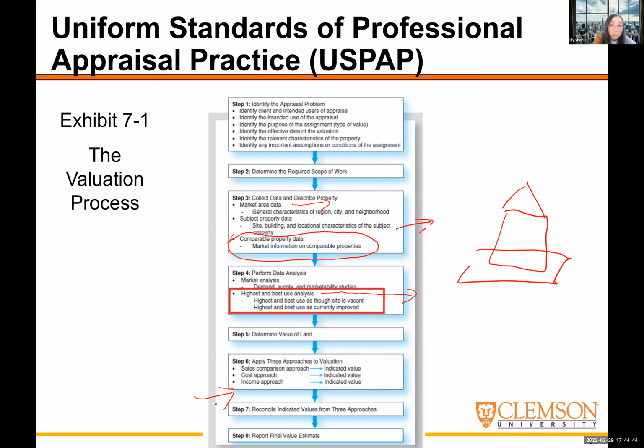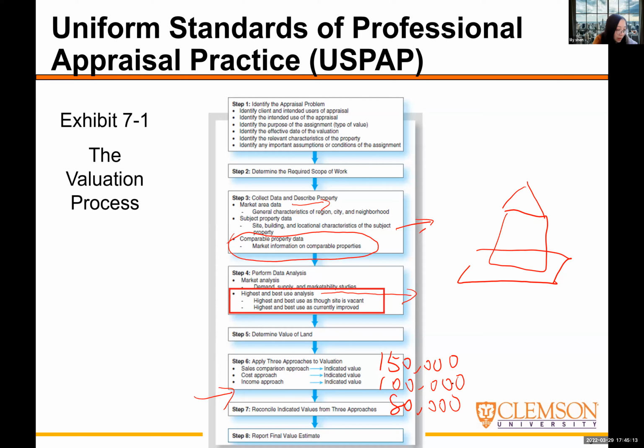So you may assign different weighting strategy for each indicated value, right? Let's say for the sales comparison approach, you get $150,000. For the cost approach is $100,000. For the income approach, might be $80,000. Okay, which valuation do you use?